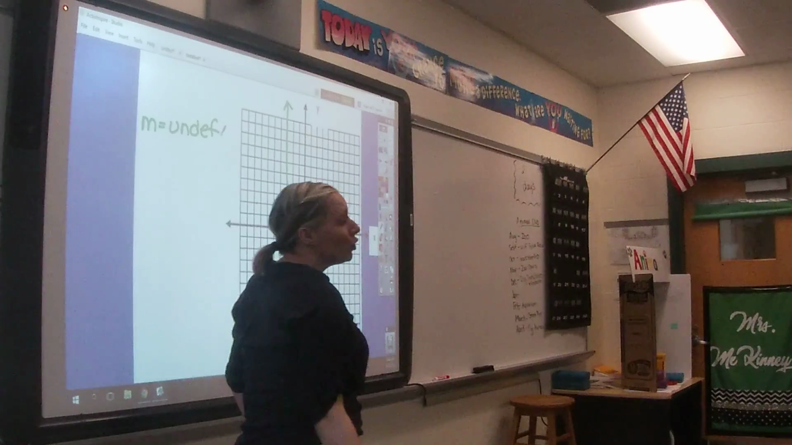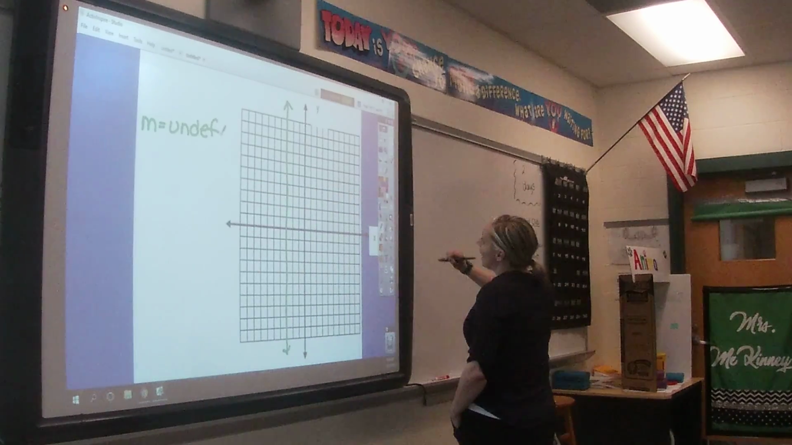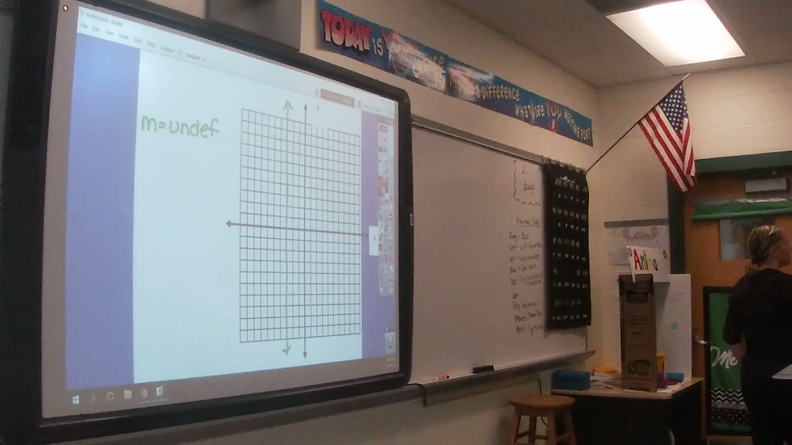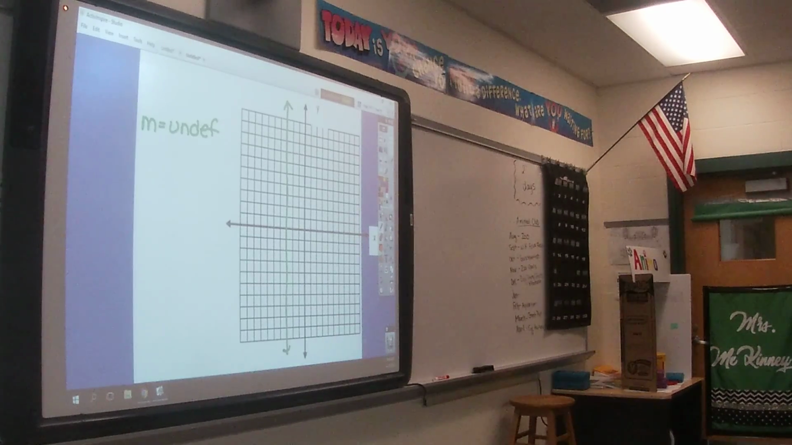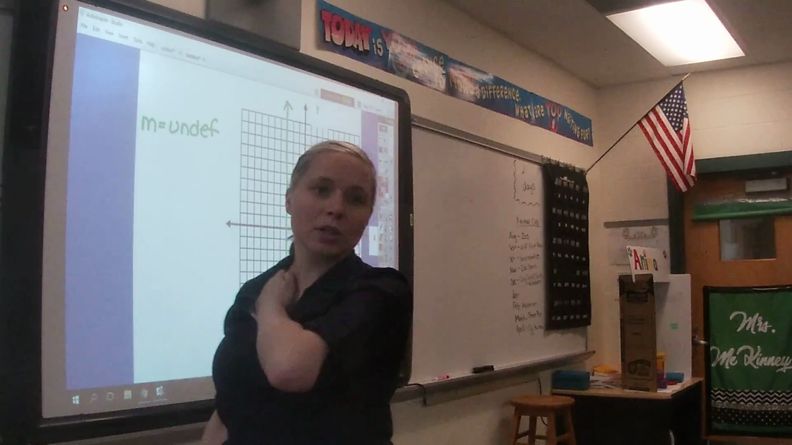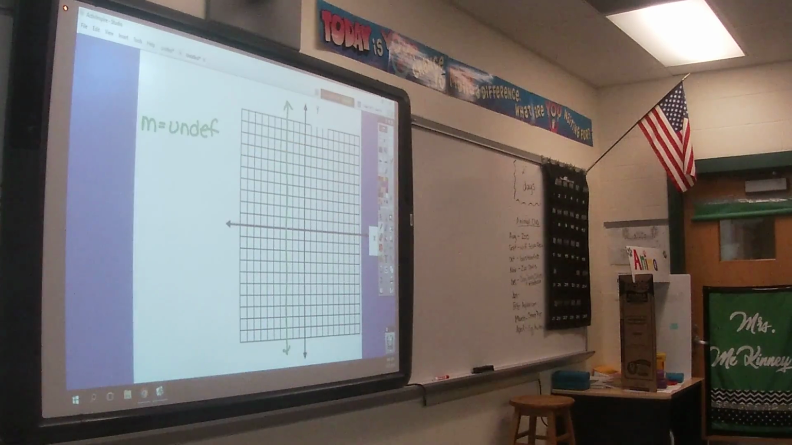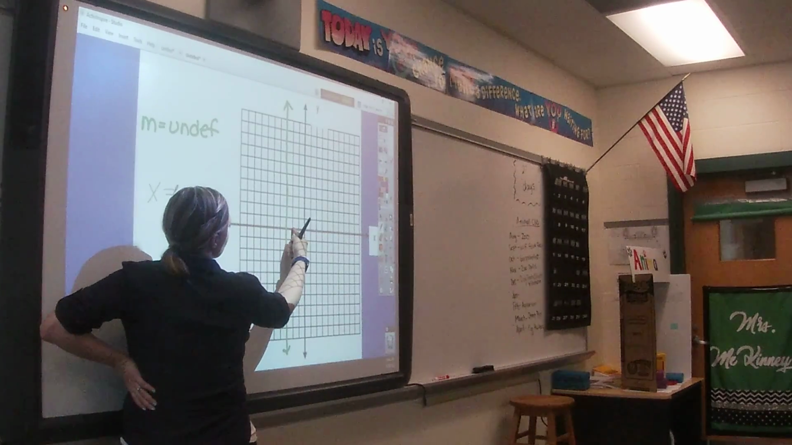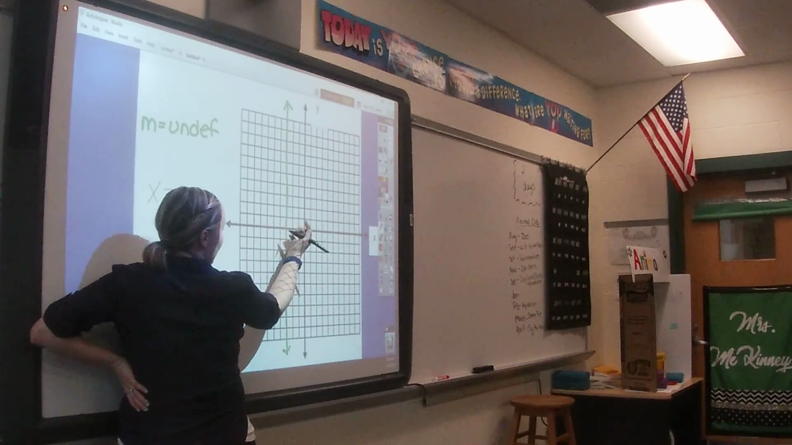Yes, you could name 2 points. Yes, you could count rise over run. Yes, you could name the points and plug them into our slope formula. But that's a lot of extra work for just going, oh, vertical is undefined. If a vertical line is undefined, what did I tell you we would write down? What was the formula we would use? X equals. So in this case, x equals what? 1, 2, negative 3.